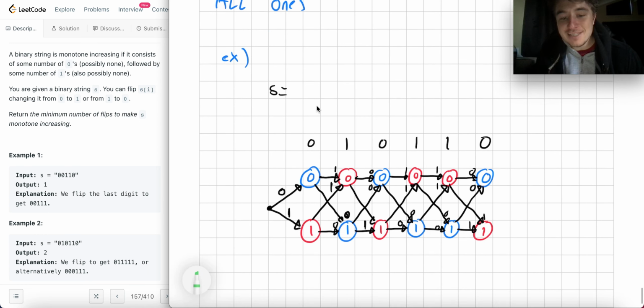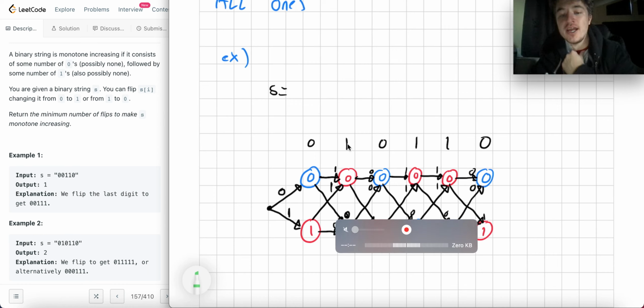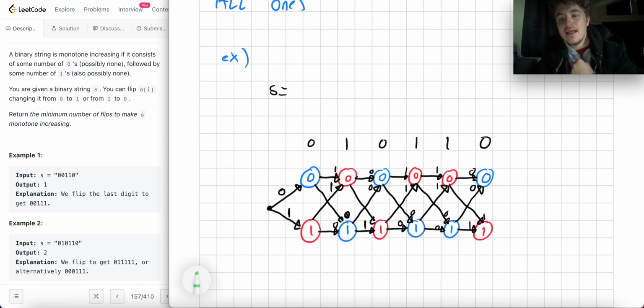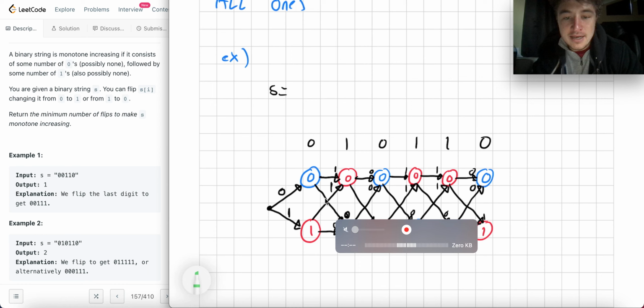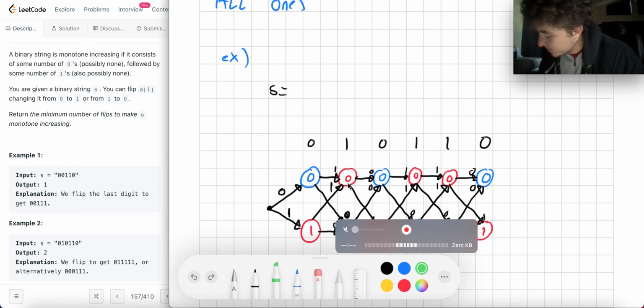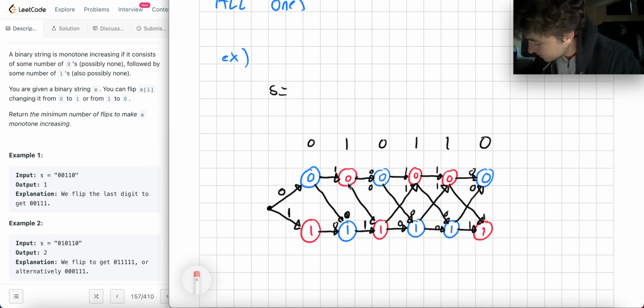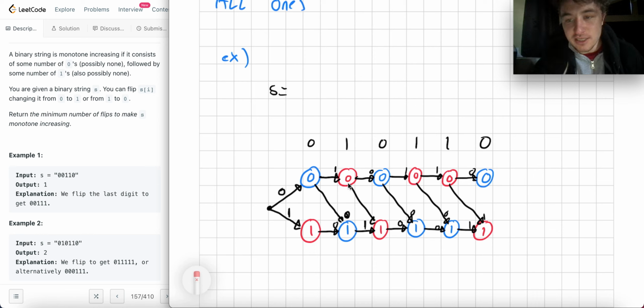So another way of stating that is as soon as I use a 1, I can't use a 0 again, right? As soon as I decide that I'm going to use a 1, either that be it's a 1 initially in the string or it's a flipped 1, when I make that decision, I can't go back and I can't use a 0 again, because no 0 can be to the right of a 1. So as soon as I use a 1, I can't use a 0 again. So what that essentially means is that these edges don't actually exist, right? As soon as I decide to use a 1, I can never use a 0 again.